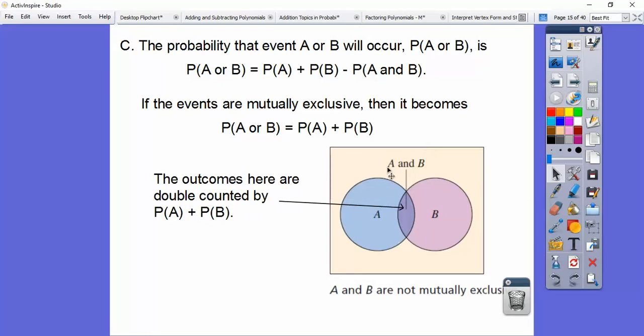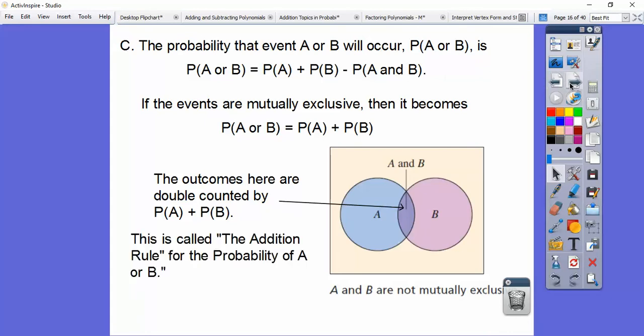The reason why is, if we took the probability of A plus the probability of B, this middle part gets included twice, once from each. So that's why we subtract it out once to find the probability of A or B. This is called the addition rule for probability of A or B.